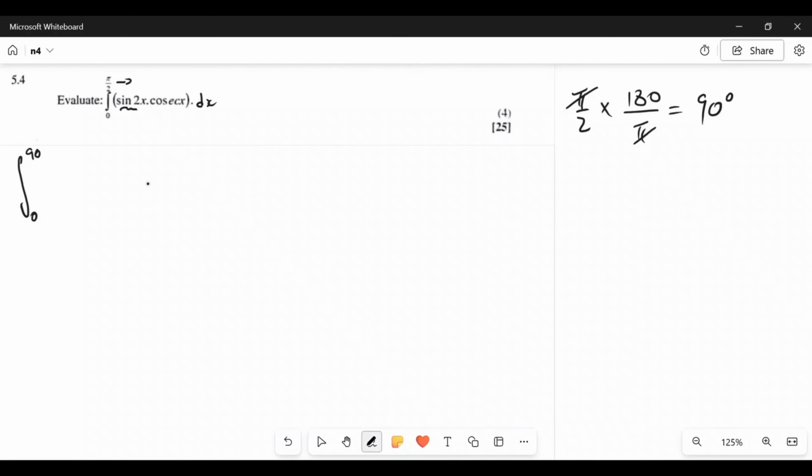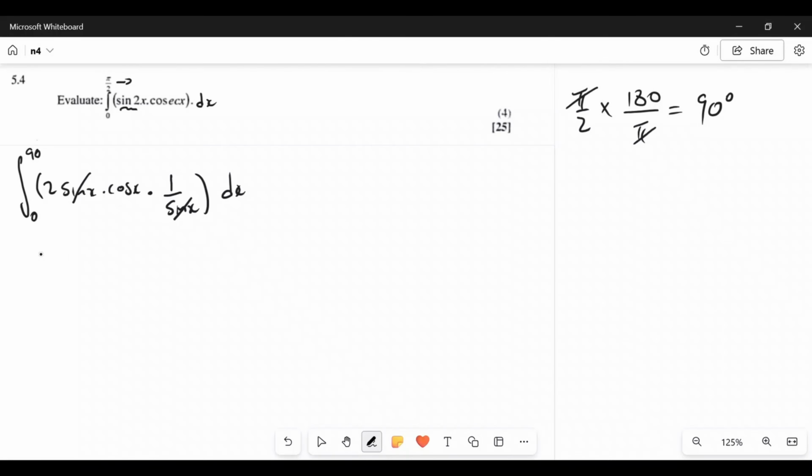But look at what we have there. We have sine 2x, which is a double angle identity. You can write it as 2 sine x multiplied by cos x. And then we also have cosec x. Cosec is the inverse of sine, so you can write it as 1 over sine x. And then let's not forget to write dx there. Since everything is multiplying there, we can say sine divided by sine, which gives you 1 multiplied by 2 cos x.